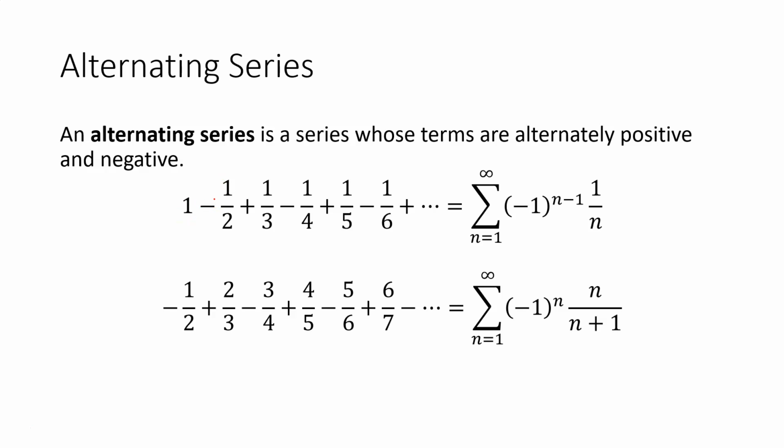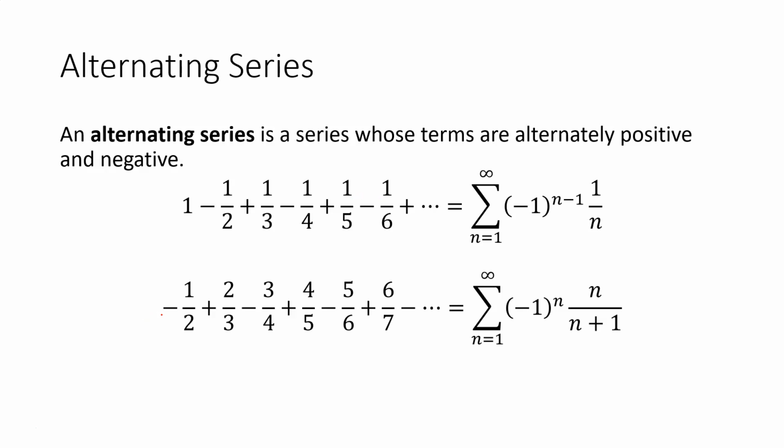So for instance, 1 minus 1/2 plus 1/3 minus 1/4 plus 1/5 minus 1/6, and so on. So this is an alternating series. Here's one way you could express the sum. This factor (-1)^(n-1) ensures that when n equals an odd value, for instance when n equals 1, it's a positive value to start with. And then the even index terms will have a negative sign, so they'll be subtracted.